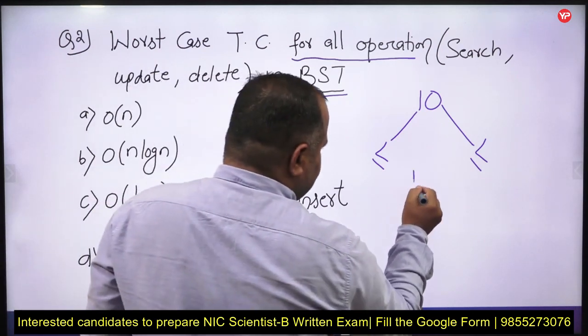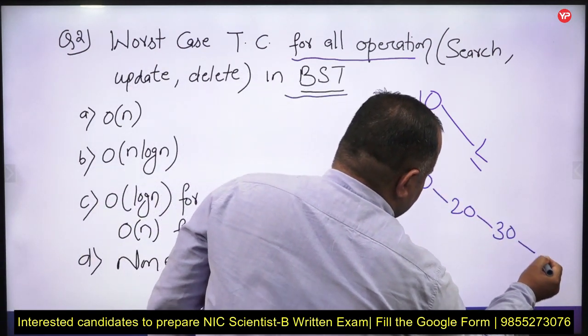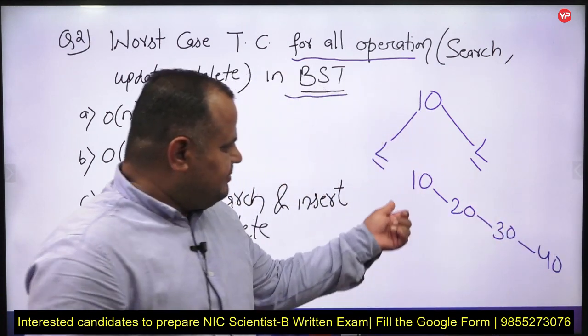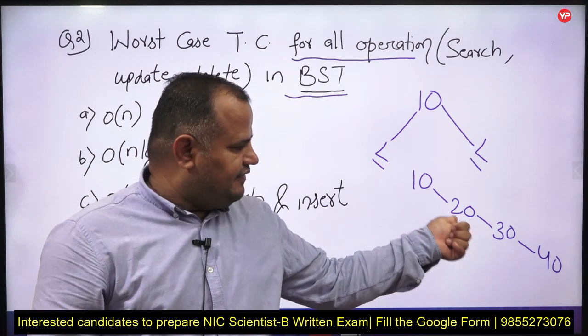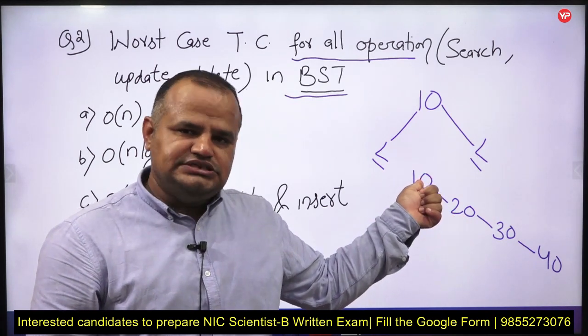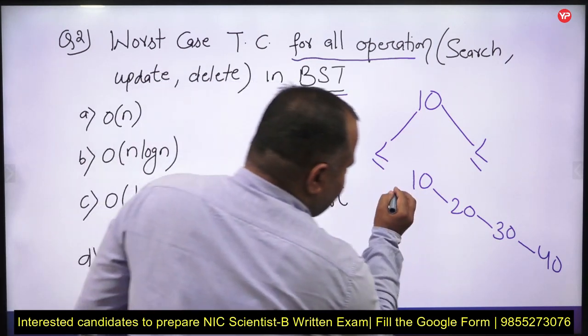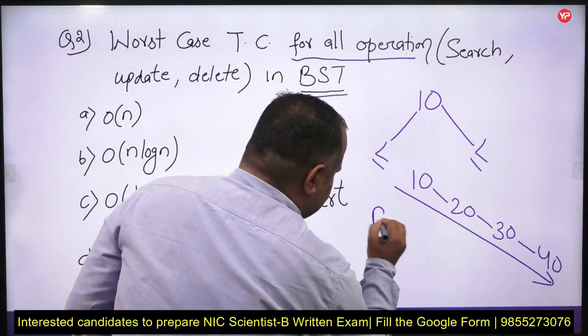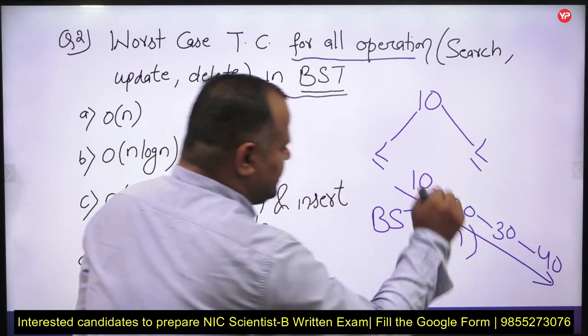Can I say it is a binary search tree? Yes, it is a binary search tree, because every time the right child is greater than or equal to its parent node. In the worst case, what is the height of my binary search tree? The height of the binary search tree is order of n.